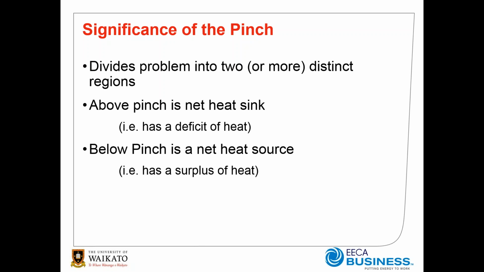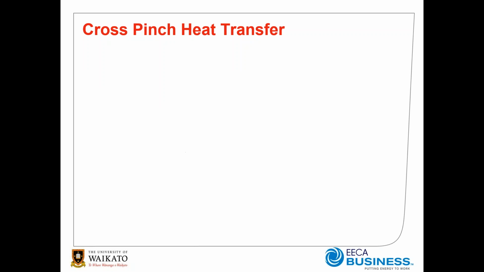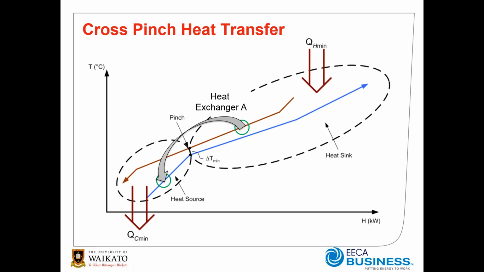Now, this leads us to the point of cross-pinch heat transfer. If we were to have in our existing network a hot stream in the temperature range that is above the pinch, and it is exchanging heat with a stream whose temperature range is below the pinch, we call this cross-pinch heat transfer.